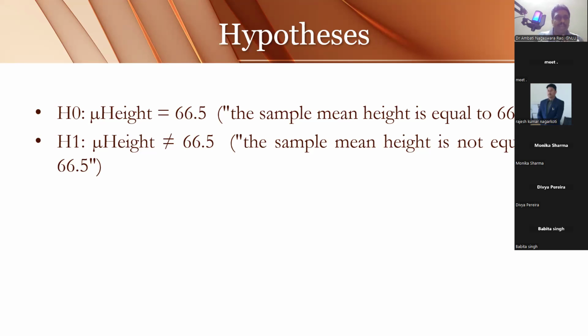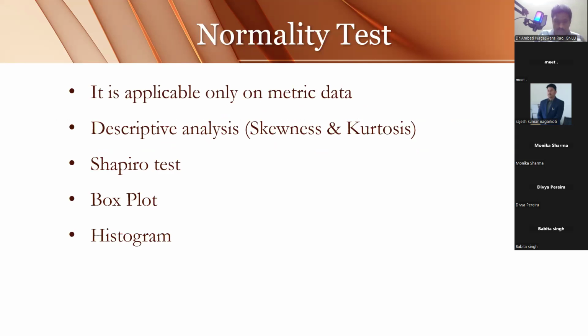So here my null hypothesis is that the sample mean height is equal to 66.5. The 66.5 is the population mean, okay? Whereas the sample mean is the data that I'm going to collect as part of my research work. Now, the alternative hypothesis is that the sample mean height is not equal to 66.5.